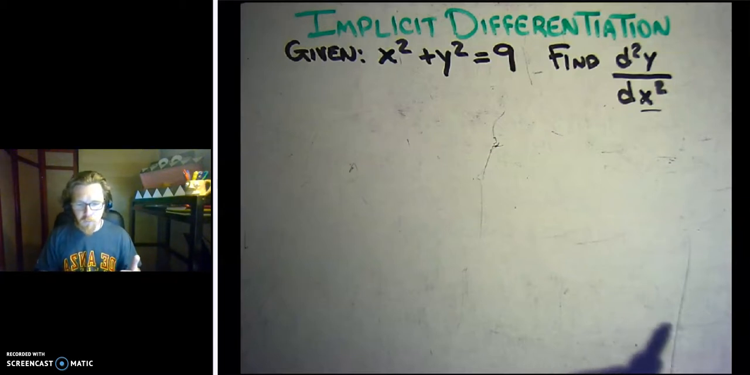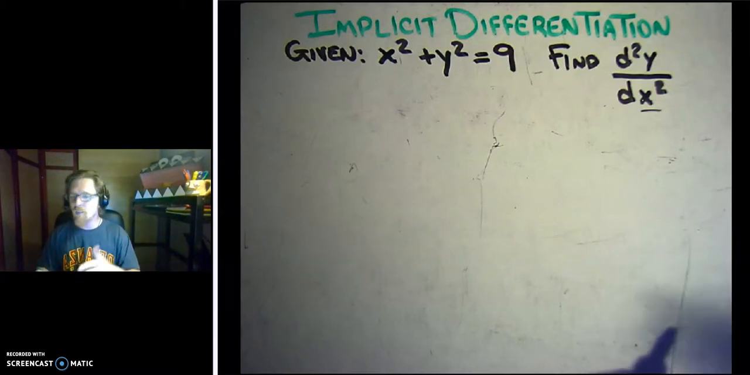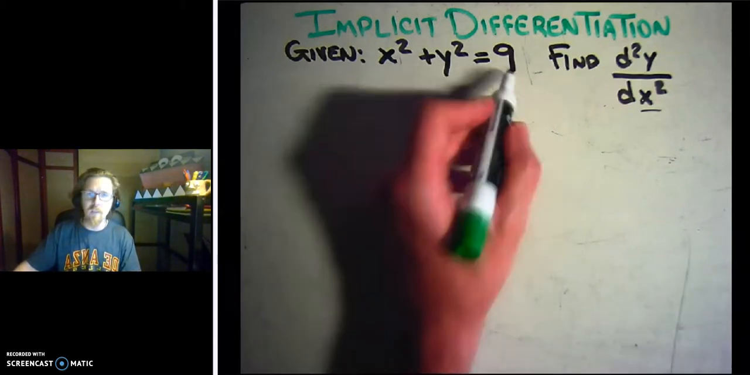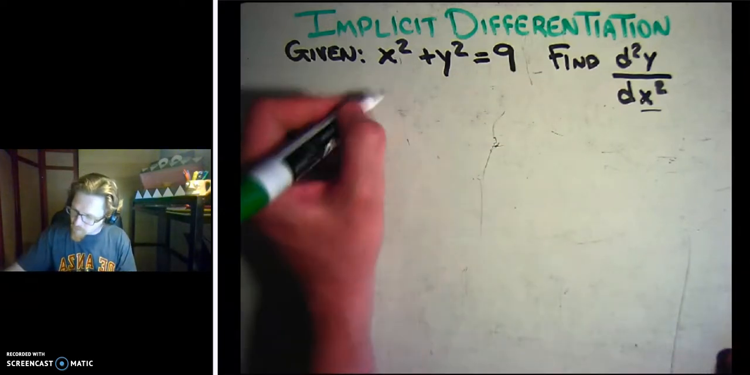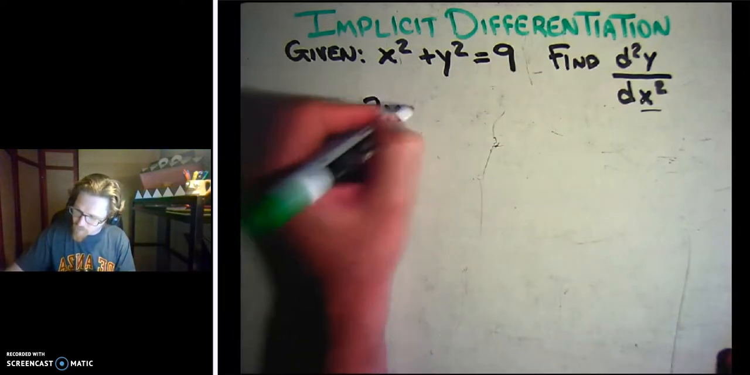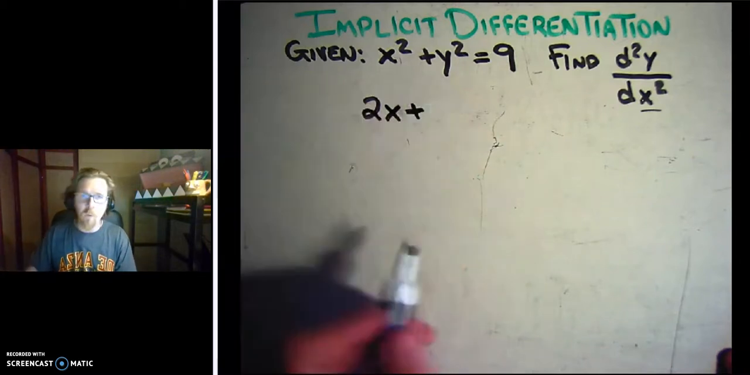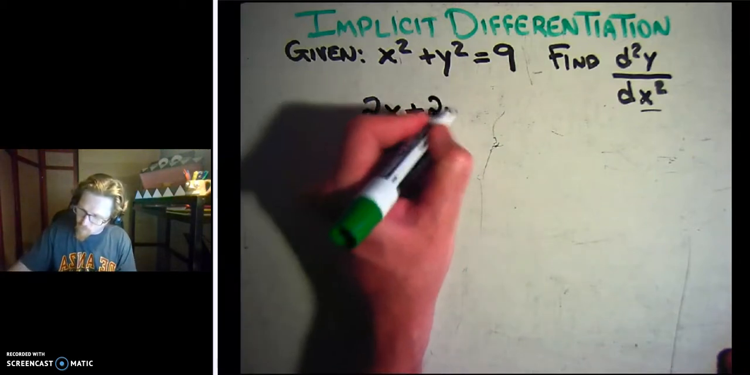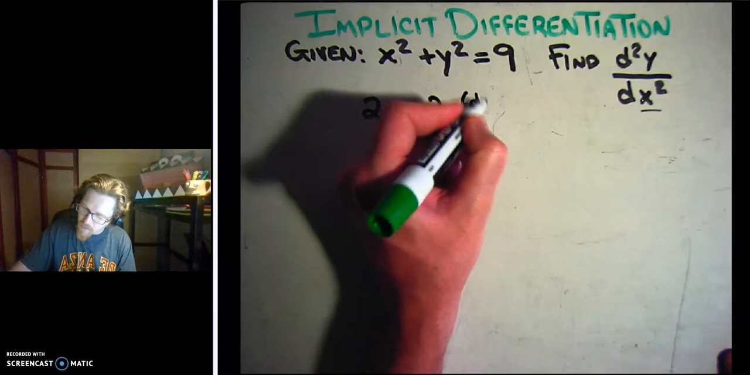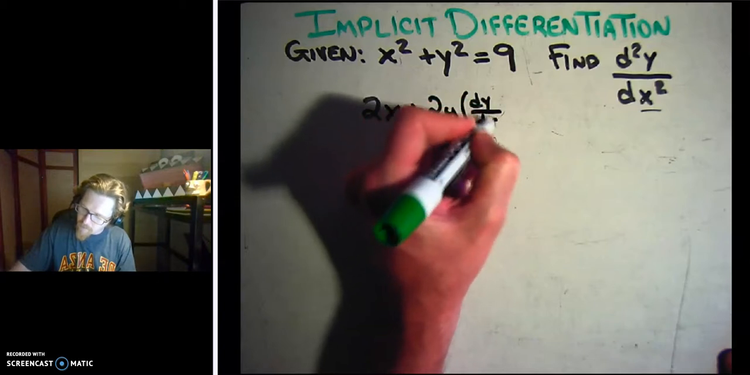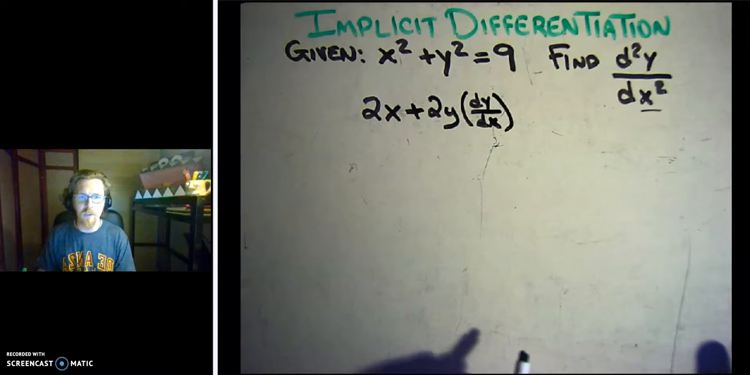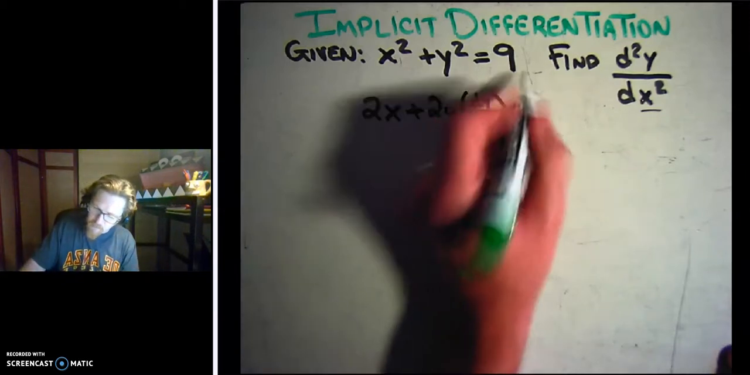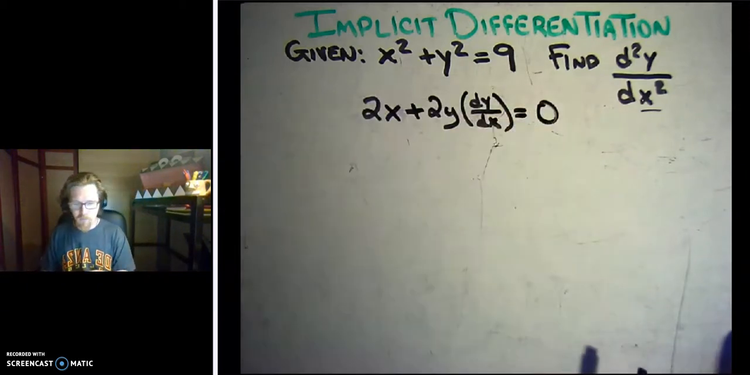So the first move that we're going to want to make is take the derivative of each of these terms with respect to x. So the derivative of x squared is 2x. The derivative of y squared is going to be 2y, and then we're going to have this dy/dx come out due to that implicit differentiation style. And the derivative of 9 is 0.